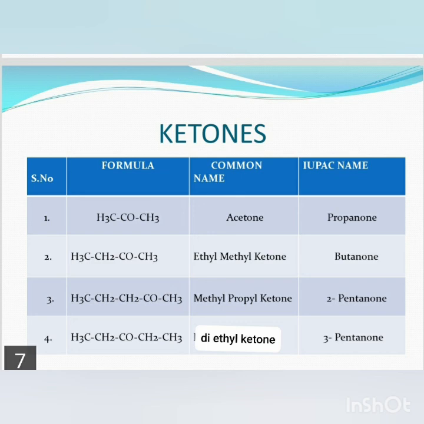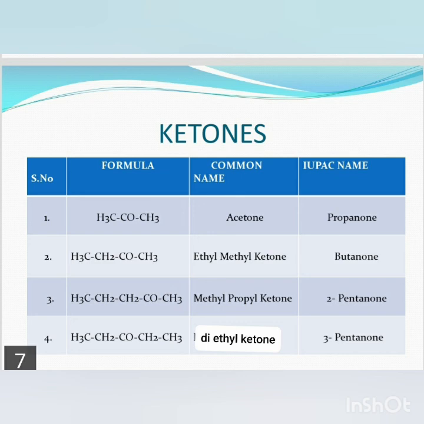And the second example is CH3 CH2 C double bond O CH3. In this we have 4 carbon atoms. The word root of 4 carbon atoms, that is C4, is but, and the primary suffix is "-ane" and the secondary suffix is "-one". So but plus "-ane" plus "-one". It is butanone.